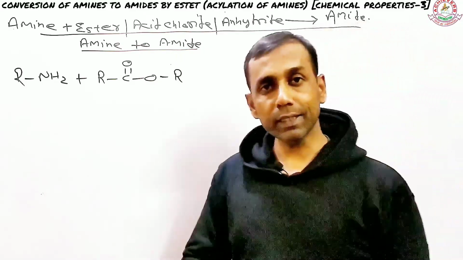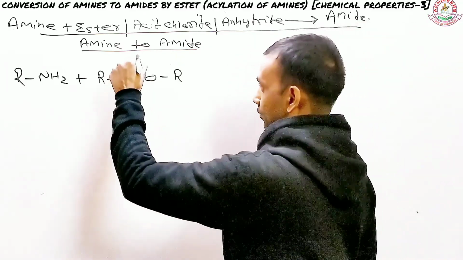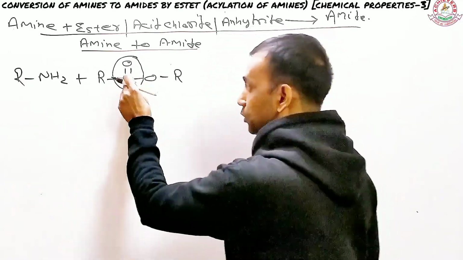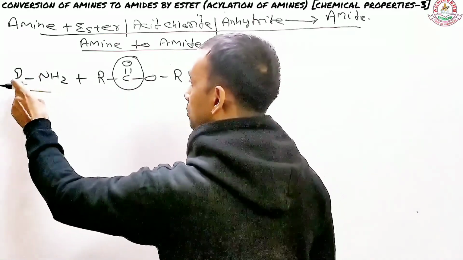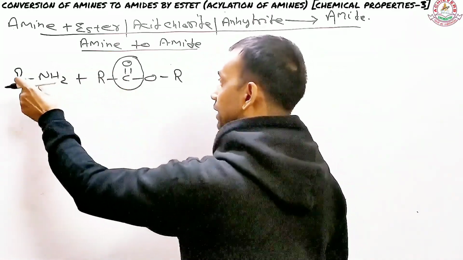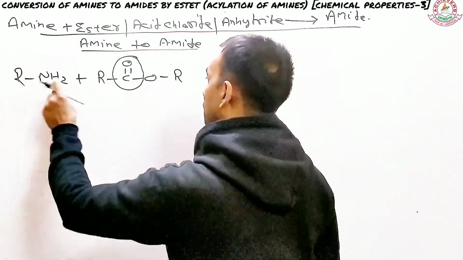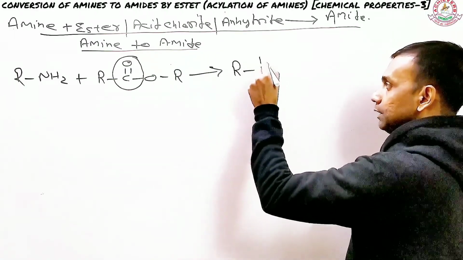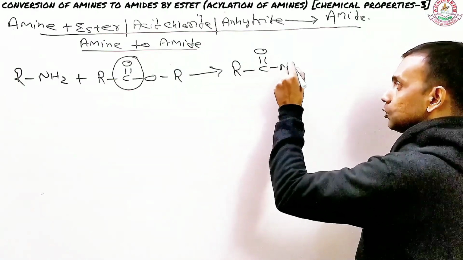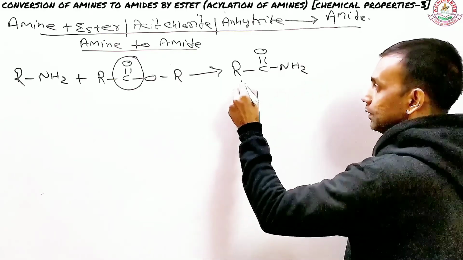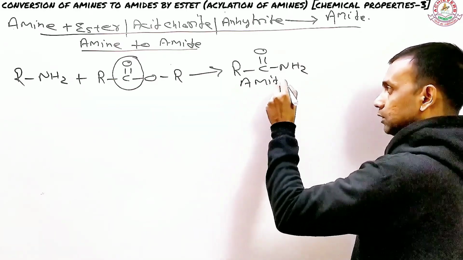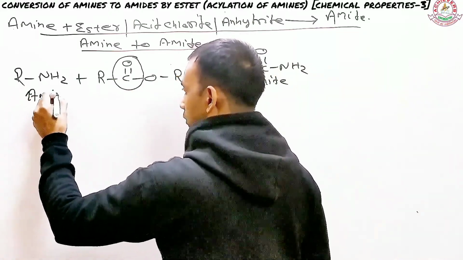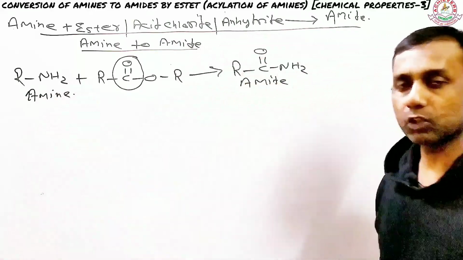So we can take any reagent which has this carbonyl group, because this group is going to be added right over here in between R and N. If this one is added right here, this will become an amide. So that's what is going to happen. This comes out to be R, C double bond O, and NH2. And what is this called? This is called your amide. And what did you start with? You started with an amine. So this is the basics of the reaction.